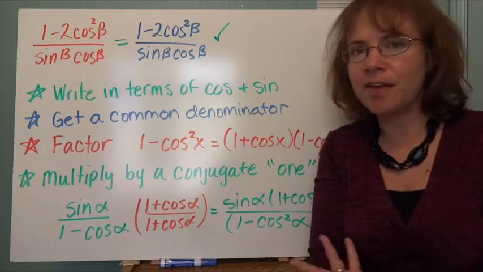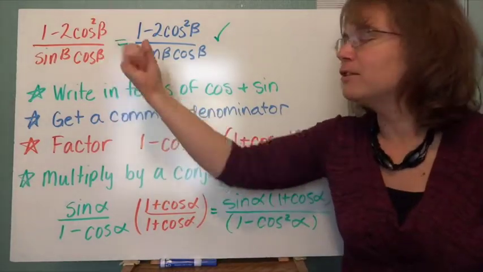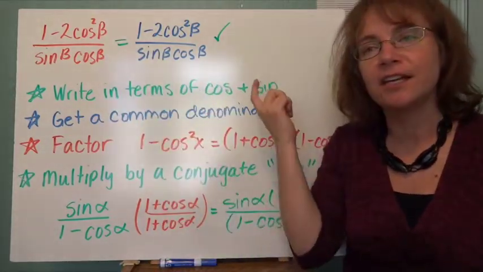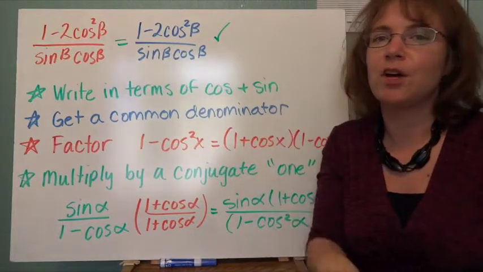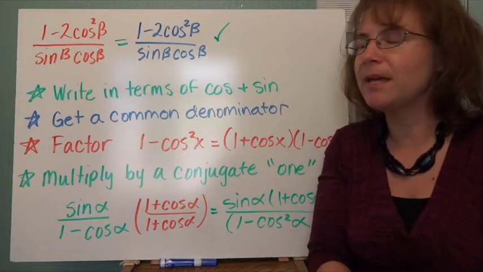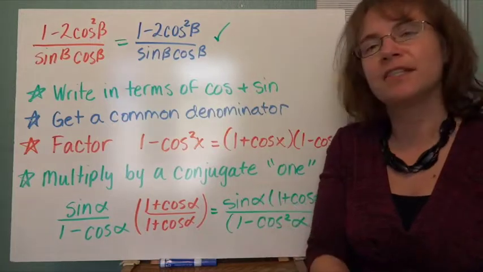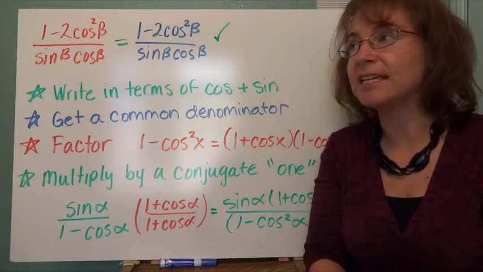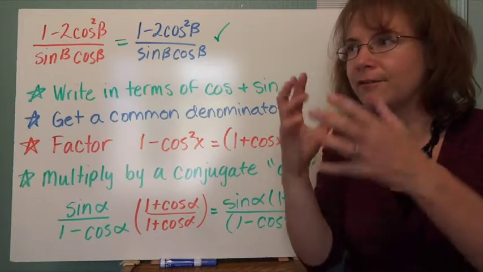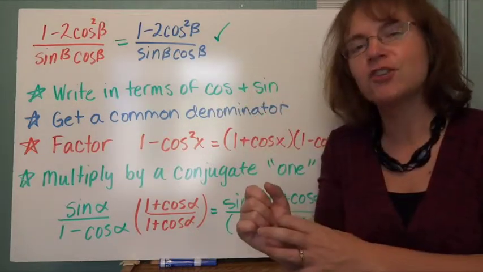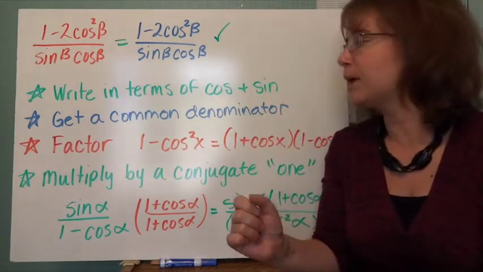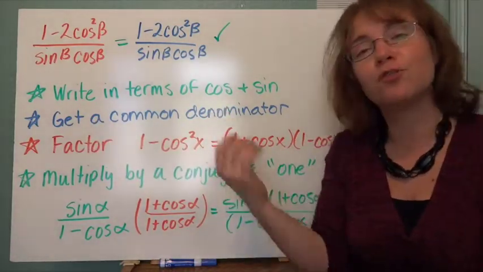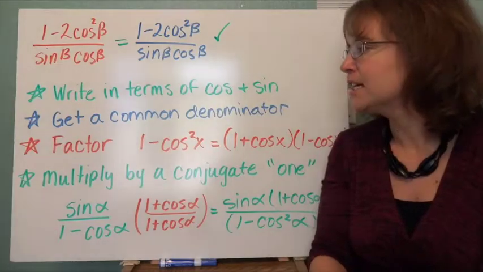Some things that help me as I go through trying to verify identities is writing in terms of sine and cosine. If all else fails, you can always do that. Sometimes it's a longer method, but writing in terms of sine and cosine. You also have to be pretty good with your fractions, and especially complex fractions where you have fractions over fractions. So think of them in terms of a division problem. Getting a common denominator often helps if you have addition or subtraction of fractions.